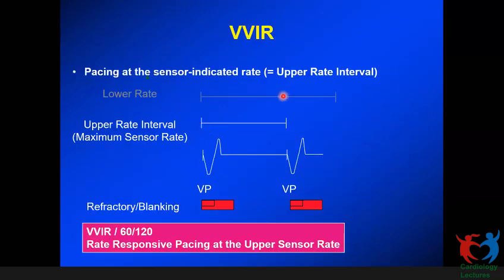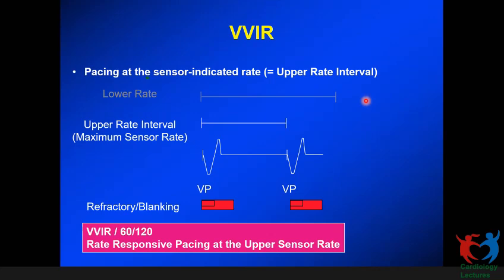And then we already discussed the sensor indicated rate. If it is a VVIR pacemaker, then we program a lower rate and the upper sensor rate. When the patient is maximally active, the pacemaker paces at the upper sensor rate at all times, anything between these two. And when the patient is totally at rest, the pacemaker will be pacing at the lower rate.